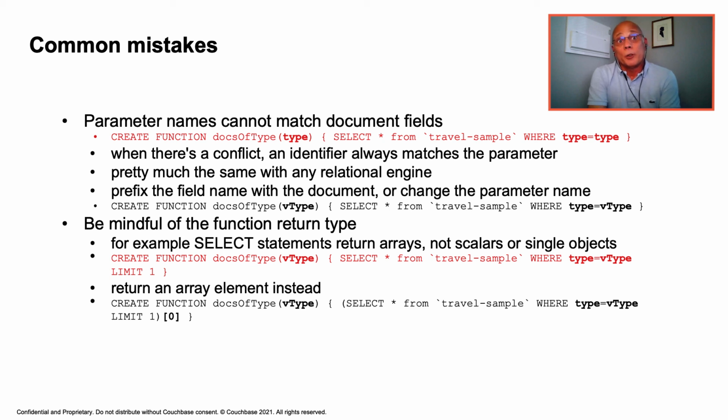So what you have to do instead is to return the element of the array. Like in the example, you have to append square bracket, 0, square bracket, to return the actual element, and then that will be a scalar or an object which you can use happily.